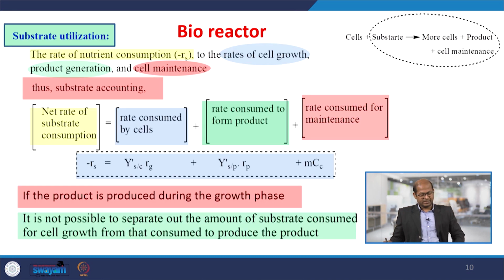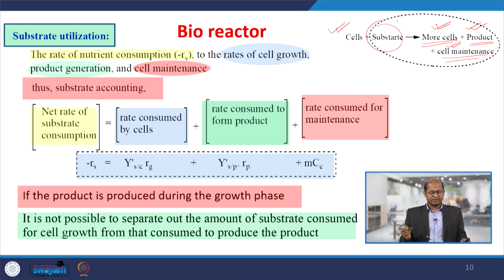And next is the substrate utilization. I said that when cell reactions occur, the substrate that we are supplying at the beginning of the bioreaction inside the bioreactor is used for cell formation, product formation as well as cell maintenance. That is, the substrate that we are supplying for the cell reactions is used in three ways: cell formation, product formation and cell maintenance.